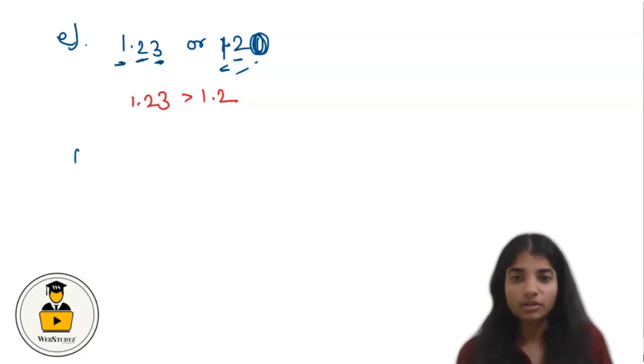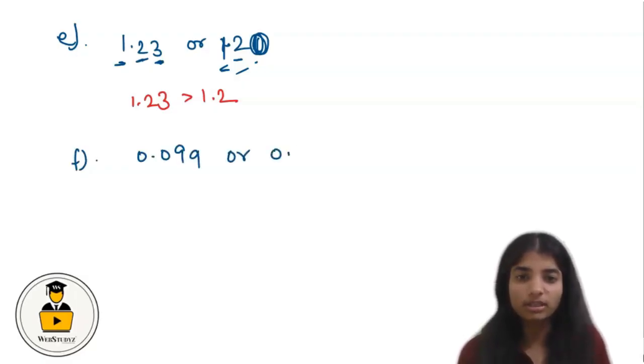Now let's move to the next part. Part F is 0.099 or 0.19. So look here, 0 is there before the decimal, so 0 and 0 are equal in both. Now next, here is 0 after the decimal and here is 1 after the decimal. We know that 1 is greater than 0. When there is nothing after the decimal digits, we can add a 0 there. We know that 1 is greater than 0.